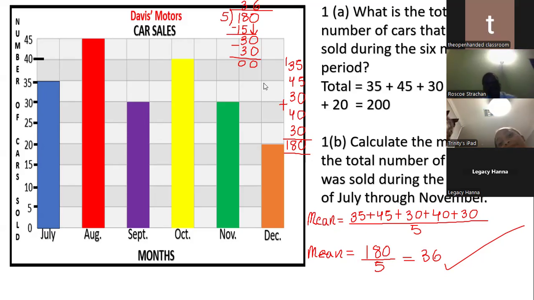No, sir. All right. Roscoe, do you understand how to do this? Yes, sir. Explain how I got the mean. You got the mean by adding up all the numbers and dividing it by how many groups of numbers. So we divided by the number of months that we have. Why do we only use 5? There are 6 months. Why do we only use 5 at the bottom? Why didn't we put 6? Do you know, Roscoe? No, sir. Read the question.